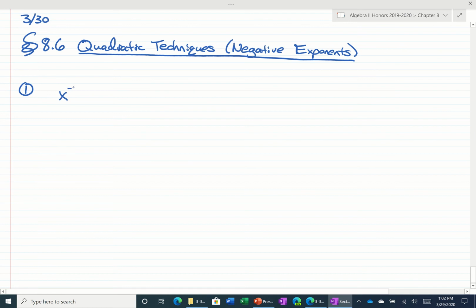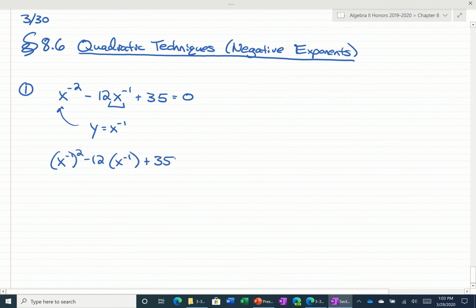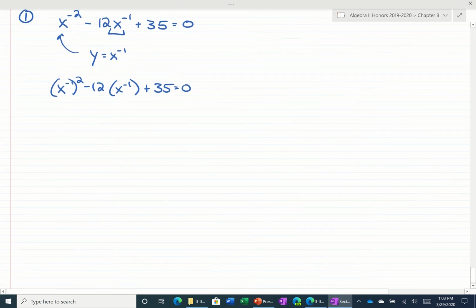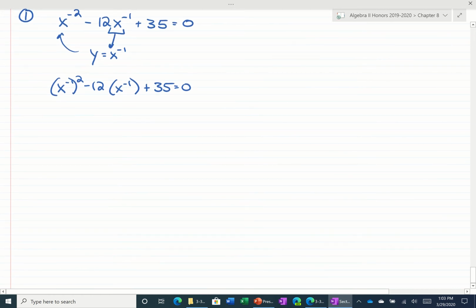One of them says x to the negative second minus 12x to the negative first plus 35 is equal to 0. Easiest way to do any kind of quadratic techniques: I'm looking at a trinomial, and if I say y is equal to x to the negative first, x to the negative second is just that term squared. This works with most of these quadratic techniques problems, where what you're going to be substituting is just this middle variable. So let's write y to the second minus 12y plus 35 is equal to 0.